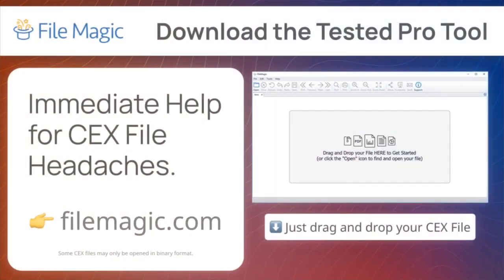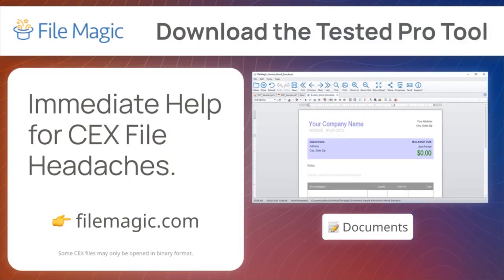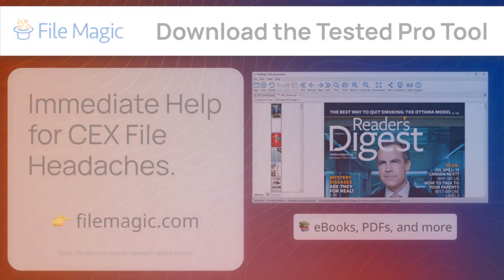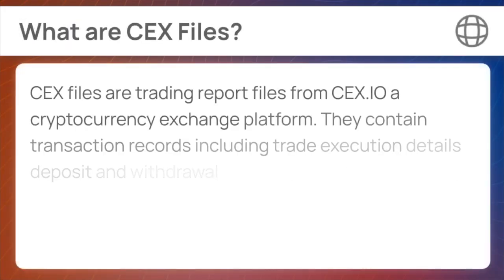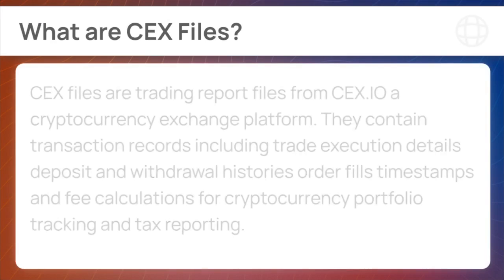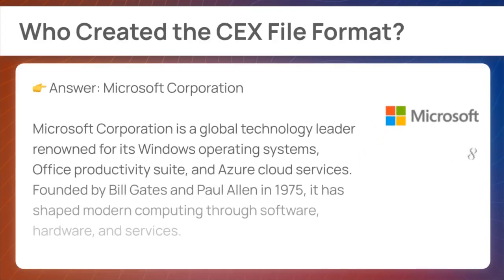We're tackling this CEX file systematically, and I've reserved the most powerful data extraction technique for the end, just in case. CEX files are trading report files from CEX.io, a cryptocurrency exchange platform. They contain transaction records including trade execution details, deposit and withdrawal histories, order fills timestamps, and fee calculations for cryptocurrency portfolio tracking and tax reporting.